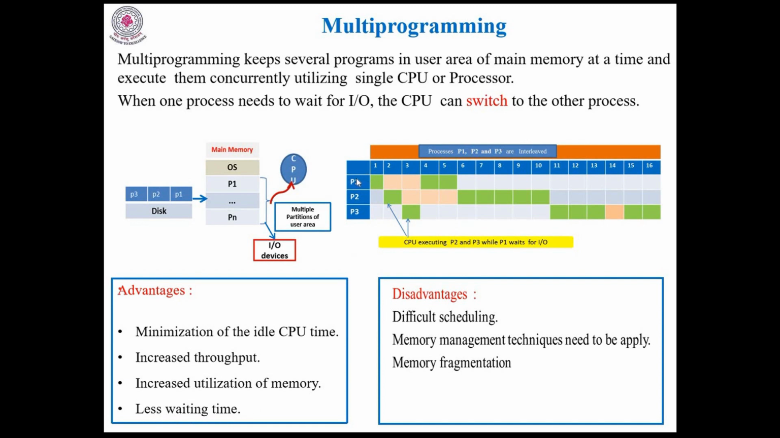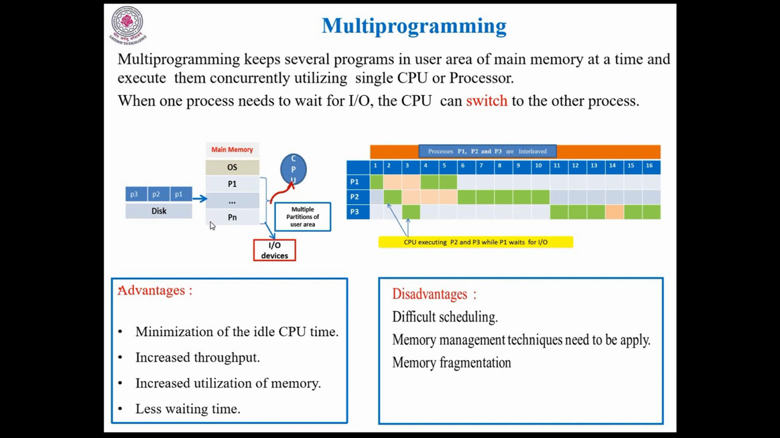Less waiting time. When P1 is waiting for the IO devices, during this time the CPU is allocated to P2. So P2 is getting a chance to enter into the CPU in a shorter period of time. Whereas in the uniprogramming, after completion of P1, then P2 will get a chance to enter into the CPU. Means at the 6th millisecond, P2 gets a chance to enter into the CPU in the uniprogramming, whereas in the multiprogramming, P2 gets a chance to enter into the CPU at the 2nd millisecond. So that means less waiting time.